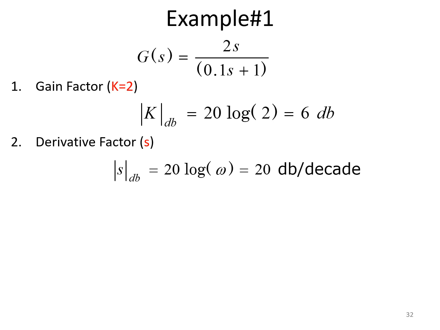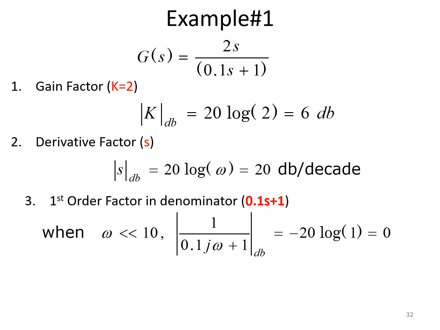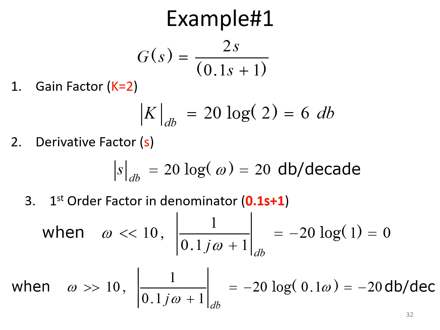So it is 20 log of omega, for which I am going to get the value of the magnitude as equal to 20 decibels per decade for a derivative factor. And similarly, for a first order factor, if omega is very much less than 10, then it is taken as 1 divided by 0.1 j omega plus 1. For this we take the value as minus 20 log of 1, which is equal to 0. And for omega greater than 10, it is taken as minus 20 log of 0.1 omega, which is nothing but minus 20 decibels per decade.